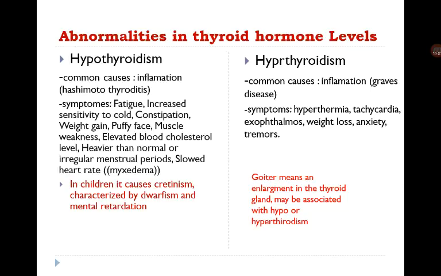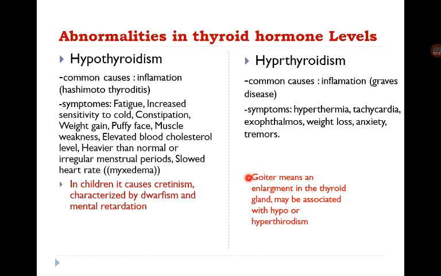However, if you have a child that has hypothyroidism, congenital hypothyroidism, he will develop what is called cretinism. Cretinism is characterized by mental retardation and dwarfism. And by that we finished the abnormalities. Just we have some notes.